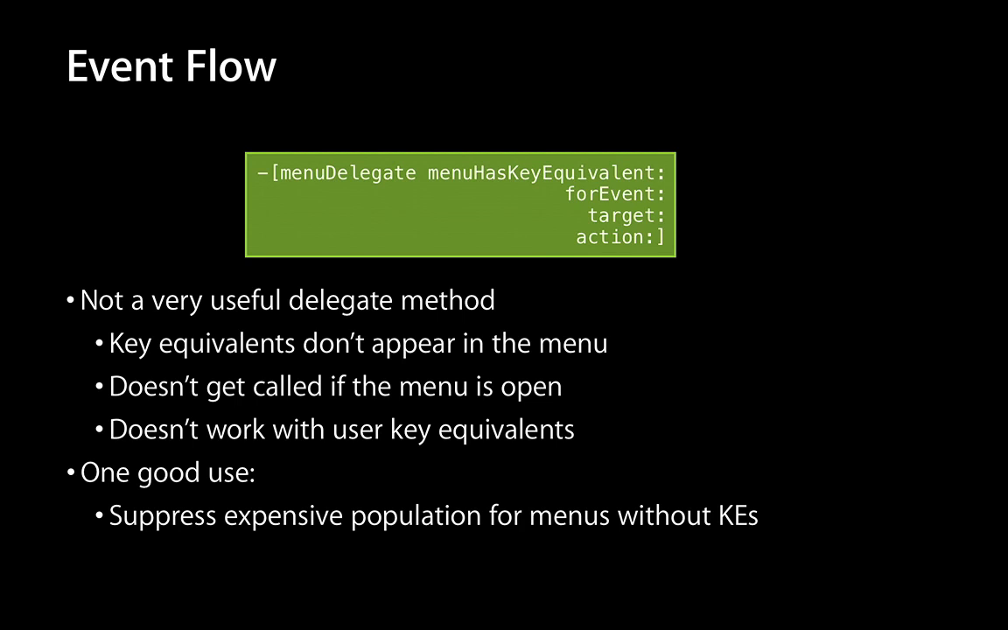But it has one good use, and that's to suppress expensive population for menus without key equivalents. So for example, the open recents menu has to hit the disk to be populated. You don't want to do that every time the user presses a key, so you might implement this delegate method to just return no, which is a way of saying don't even bother populating me for key equivalent searching because I promise I don't have any.